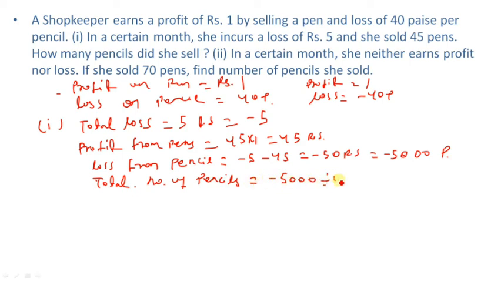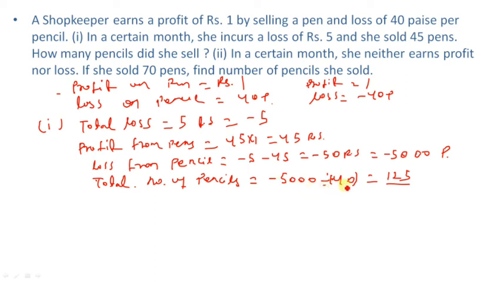Now if we calculate minus 5,000 divided by 40, the answer will be 125. Sorry, divided by minus 40. Why? Because we have taken the loss as minus. Minus 5,000 divided by minus 40. So the answer will be 125. So the total number of pencils sold in that month is 125. Look, minus and minus, the same sign is used, so the answer will be plus. 5,000 divided by 40 is 125. Only 125 is the total number of pencils.